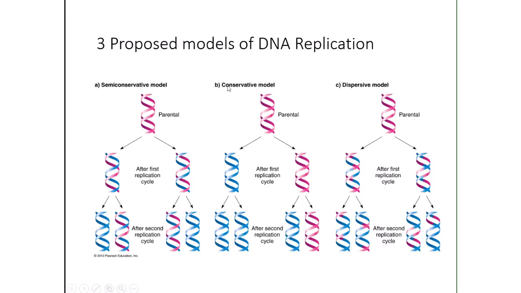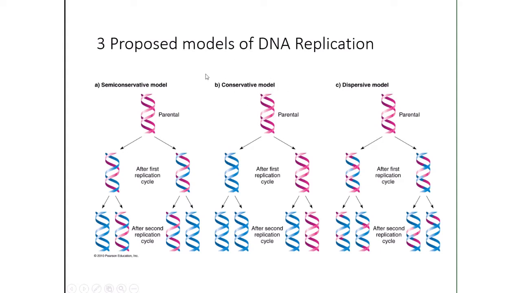So there are 3 proposed models of DNA replication. The semi-conservative model, where the parent strand is going to separate into 2 and each is going to be used as a template to create new DNA. And you can see after one division, half of it would consist of old material shown here in pink, and the other half will consist of new material shown here in blue.